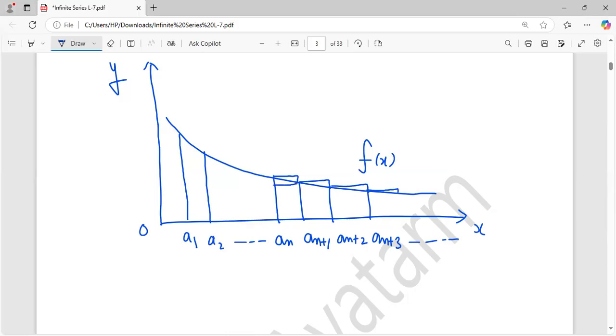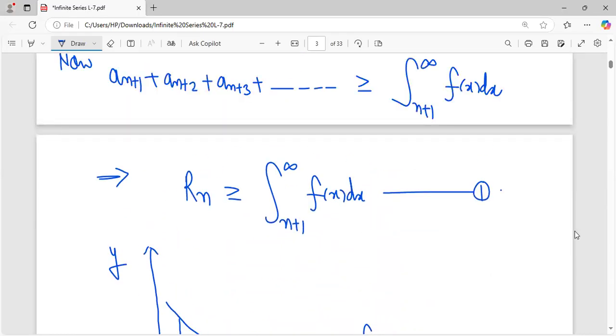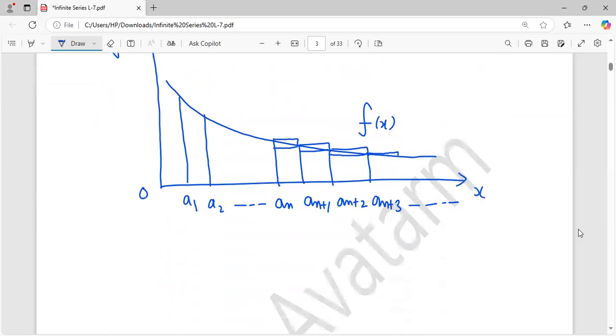Lower rectangle, we have this one, this one, this one. Now, the sum of the upper rectangles is greater than this area, the area under the curve after a_n. The area of these rectangles, this one, then this one plus this one, is greater than the area under the curve starting from here and the x-axis. So we got equation number 1 this way.